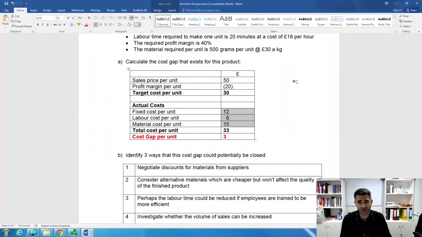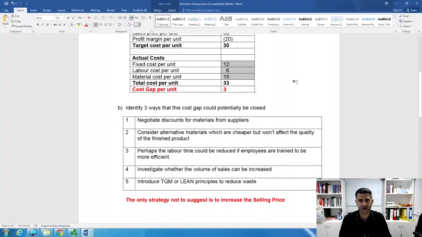As you see, the target cost per unit is £30, and the estimated cost per unit is £33, so the difference is £3, which is the cost gap. So the business is struggling to close this cost gap. In this case, you need to suggest some solutions, how they can really close the cost gap.